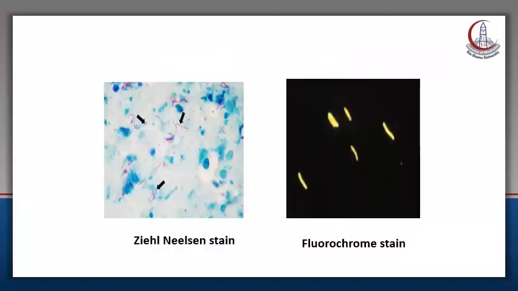The left picture demonstrates the Ziehl-Neelsen staining. As you see, the pink bacilli marked by the black arrows are on the blue background, which is the methylene blue. On the right side of the picture, we see the fluorochrome staining. For the fluorochrome staining, we use a fluorescent microscope, not an ordinary light microscope, which uses UV light. So the bacilli fluoresce on a black background.